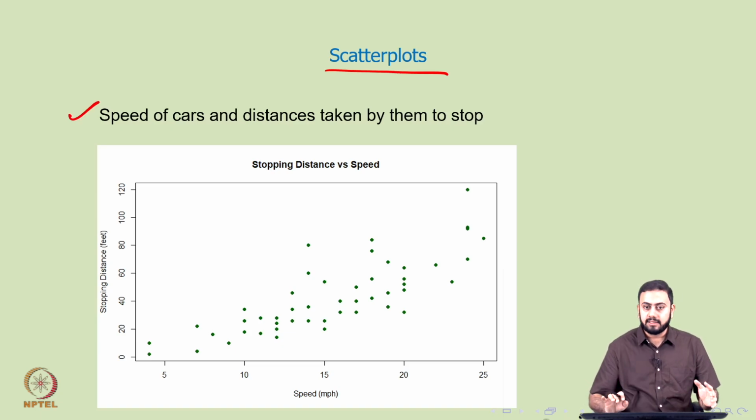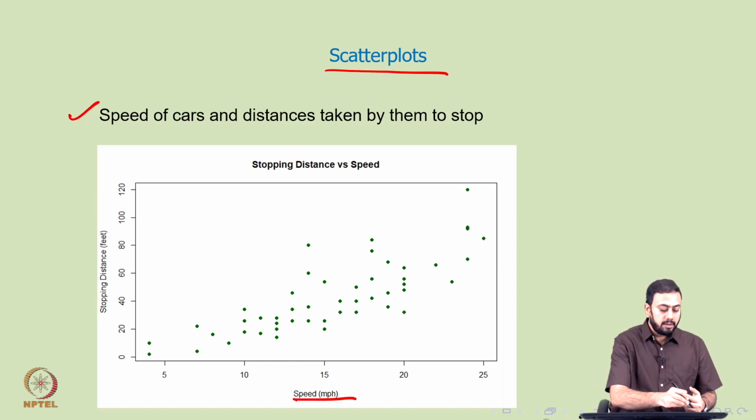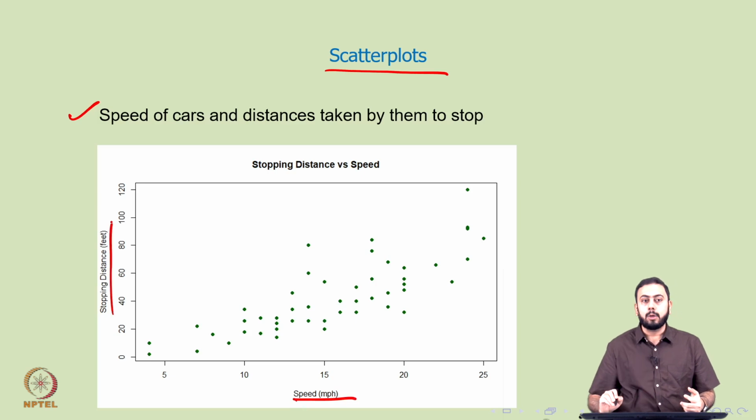So you have several cars, and one of the variables is the speed of the car, which you see on the x axis in miles per hour, and on the y axis is the stopping distance in feet. Depending on how much speed a car has at any given time point, the y variable measures the distance it takes to completely stop the car.